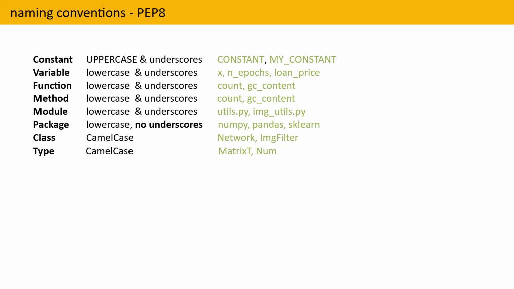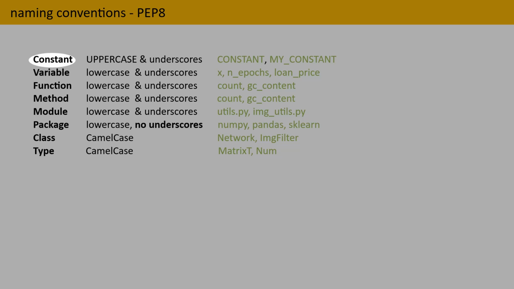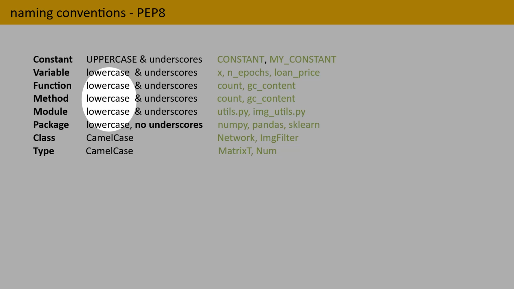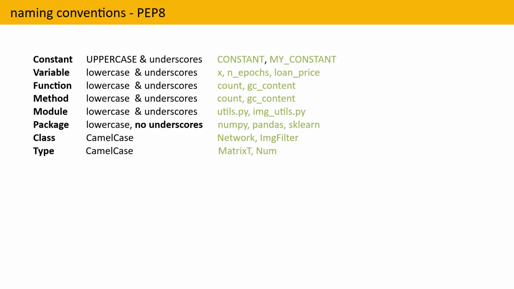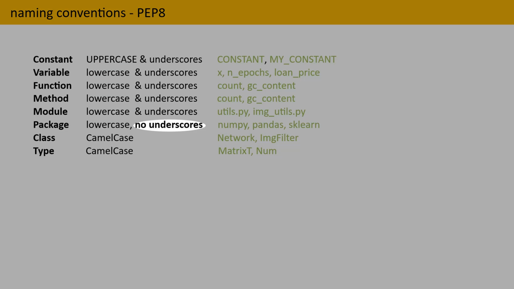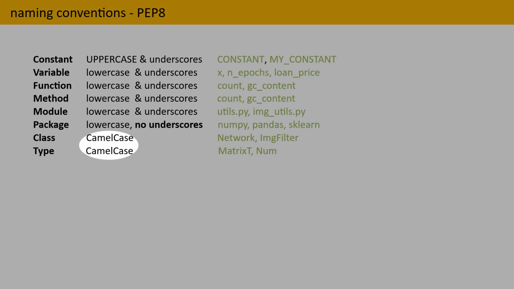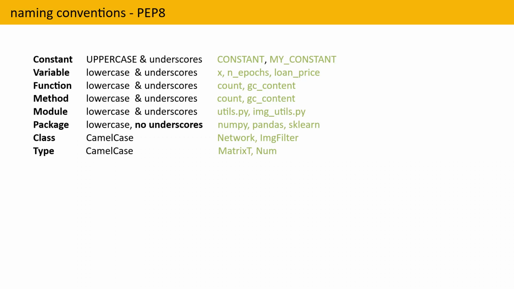Let us start with the naming conventions provided in PEP 8, the Python style guide. As you can see, apart from constants, classes, and type definitions, Python expects names to be in lowercase. With the exception of packages, underscores in names are fine. Class names and type definitions should use camel case.